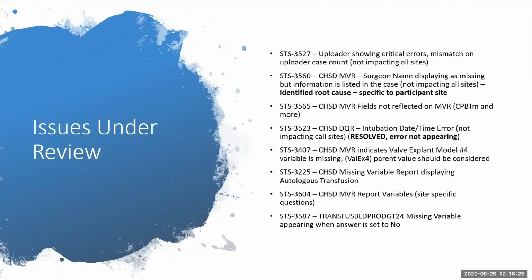All right, and next we are looking at issues currently under review. These are things that have been reported to us that we are investigating, looking into what's going on with these issues, starting with 3527. The uploader is showing critical errors, mismatch on uploader case count. This was reported to us by one specific site. It does not appear at this time to be any sort of wide-reaching issue.